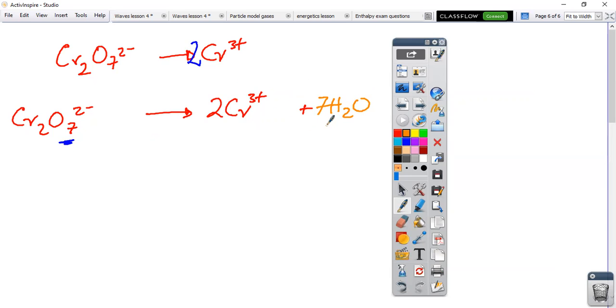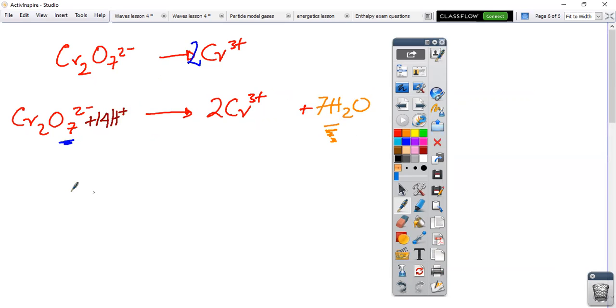Now I've got hydrogens this side. I need to balance them with something on the other side, which can remove those. So what am I going to have on the other side? 14H plus. Well done. Excellent.